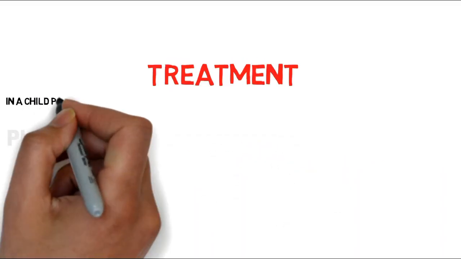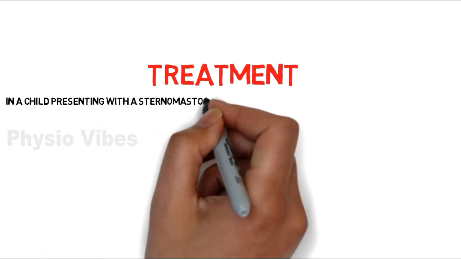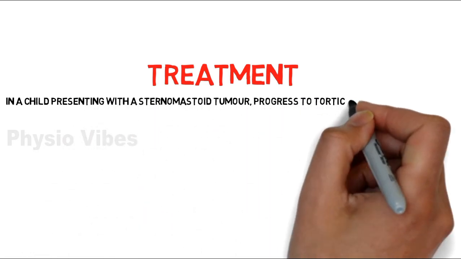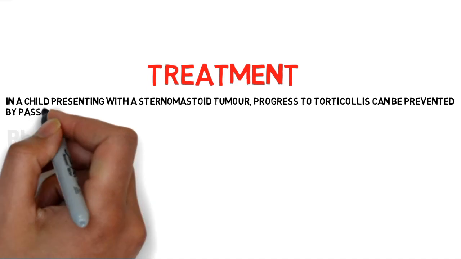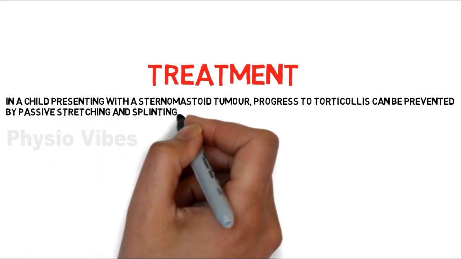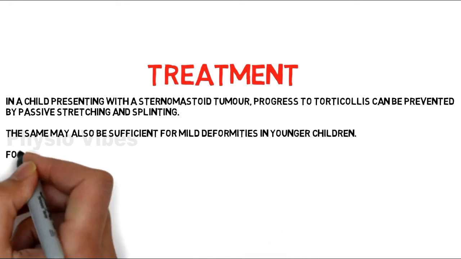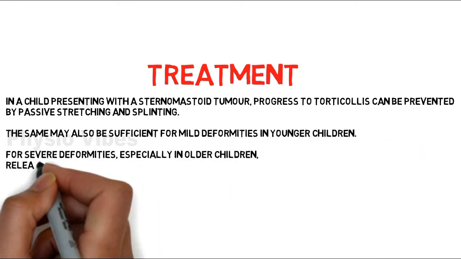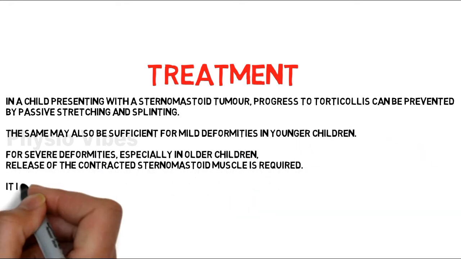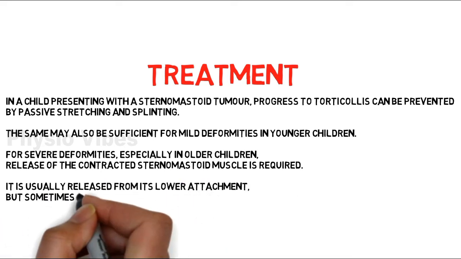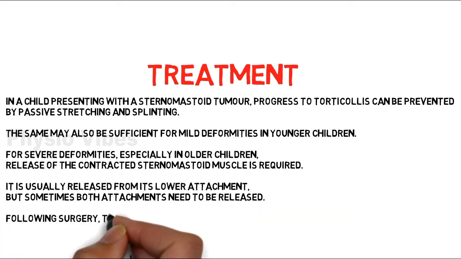Treatment. In a child presenting with a sternomastoid tumor, progress to torticollis can be prevented by passive stretching and splinting. The same may also be sufficient for mild deformities in younger children. For severe deformities, especially in older children, release of the contracted sternomastoid muscle is required.